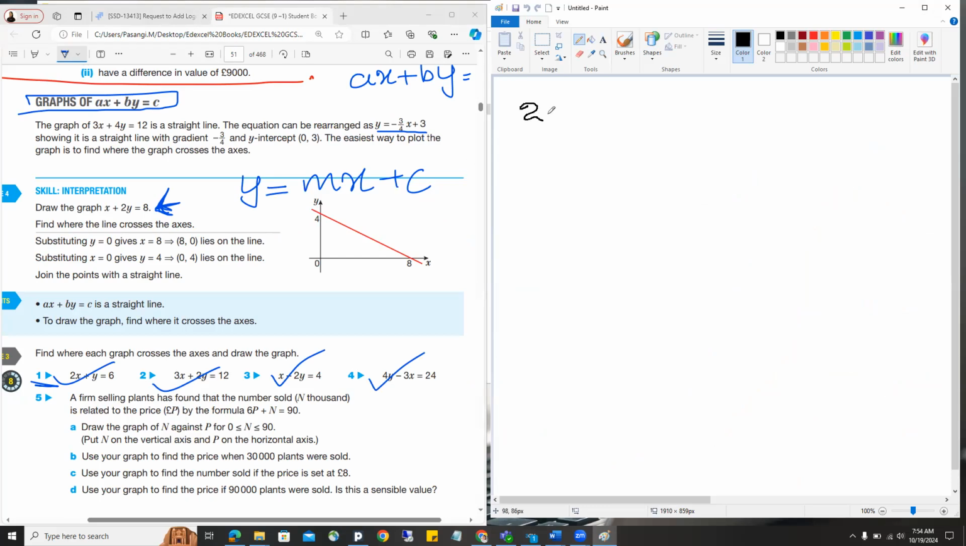Okay, so what are the steps? 2x plus y is equal to 6. First you have to convert this into standard form. Standard form is y is equal to minus 2x plus 6.